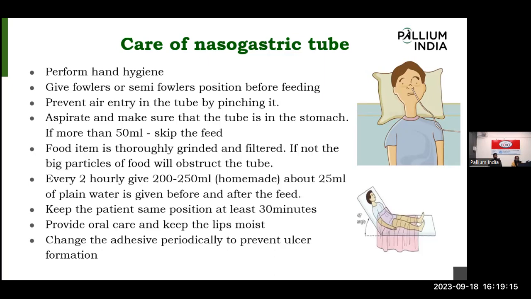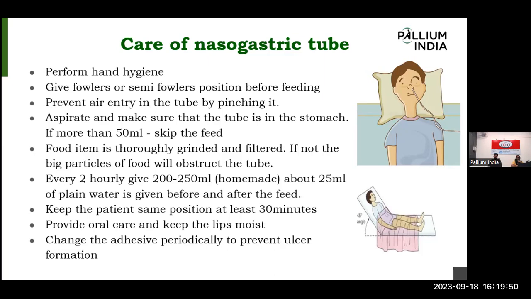And also you have to think about oral care, and changing the adhesive is also important, because we usually stick the nasogastric tube on the bridge of the nose, but you don't need to apply the plaster on the bridge of the nose all the time. You can stick it on either the right side or the left side of the cheek, so that we can prevent ulcer formation.